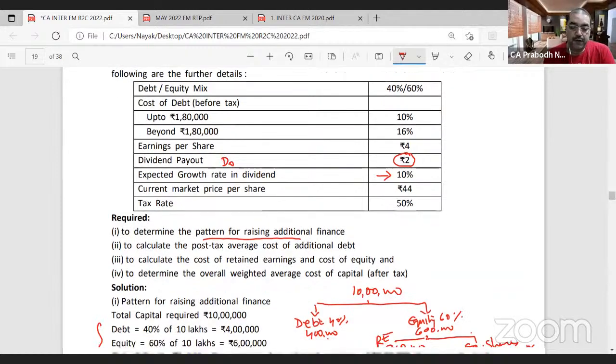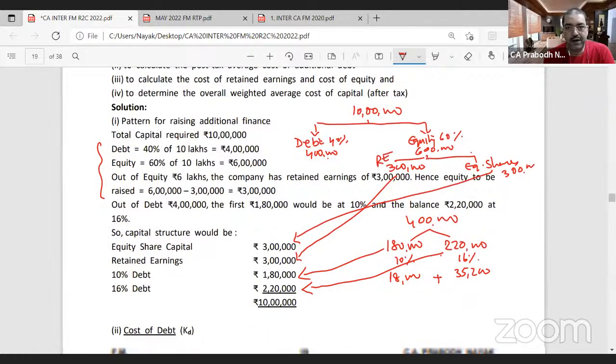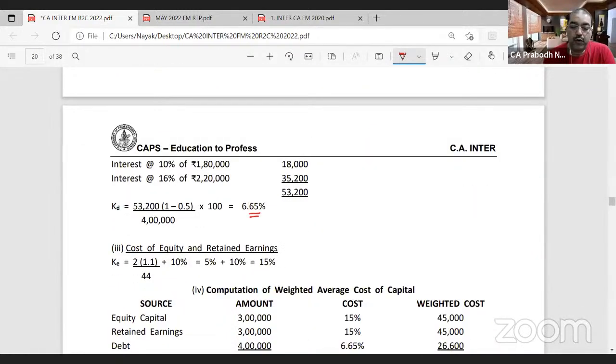So 2 plus 10%. How to write 2 plus 10%? Either you can write 2 plus 10%, or you can write 2 into 1.1 upon 44 rupees. That is your current market price, plus 10% growth rate. So that will come to 2 into 1.1 is 2.2, upon 44 is 5%. 5% plus 10% is equal to 15%.